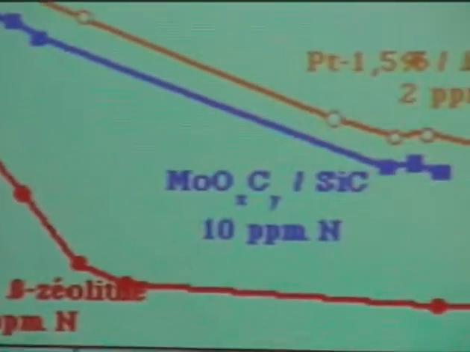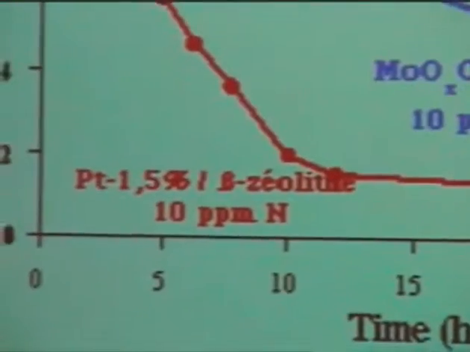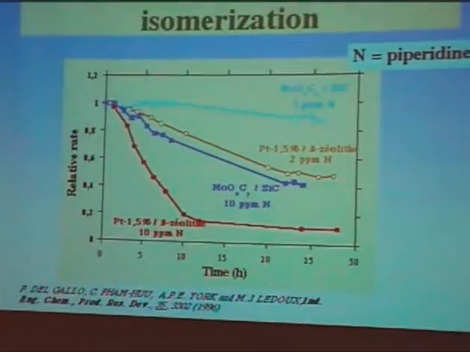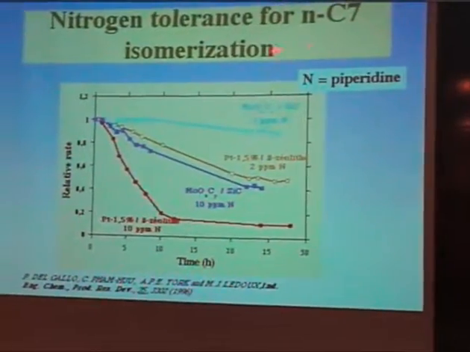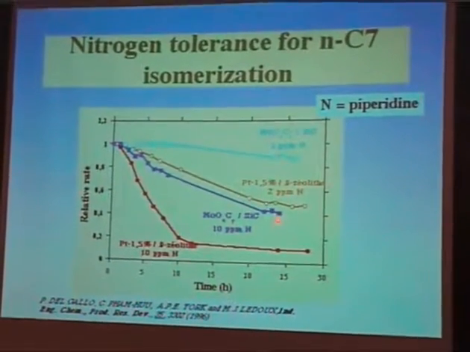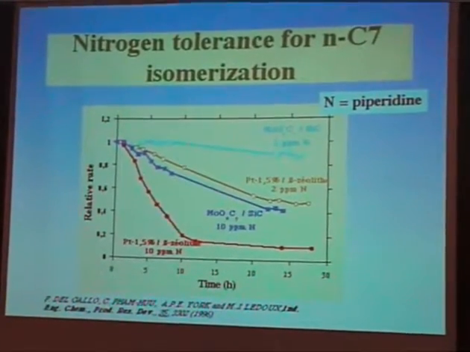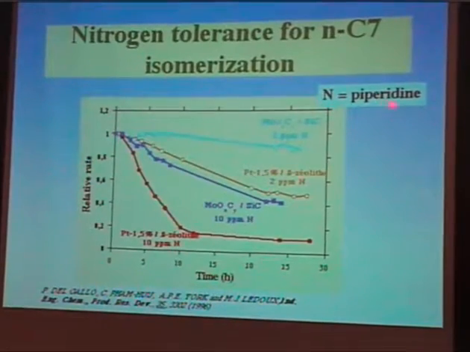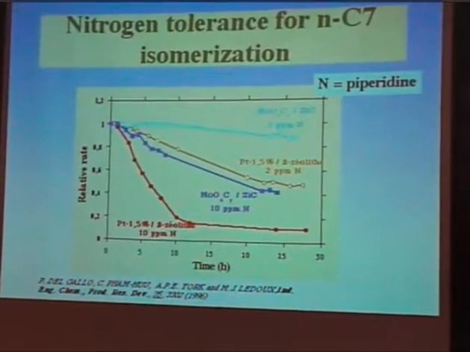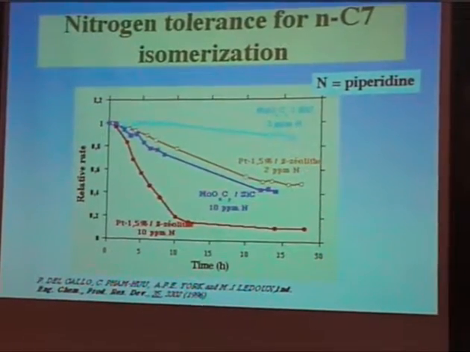There we have 10 ppm, and then we have 10 ppm for platinum, that's for moly. Why do we have a decrease there of the activity of moly? It's because these nasty nitrogen molecules make coke on the surface. Not because they poison the acidic function, because we have no acidic function. It's because they make coke. And we have also demonstrated that in these papers, which are published now.